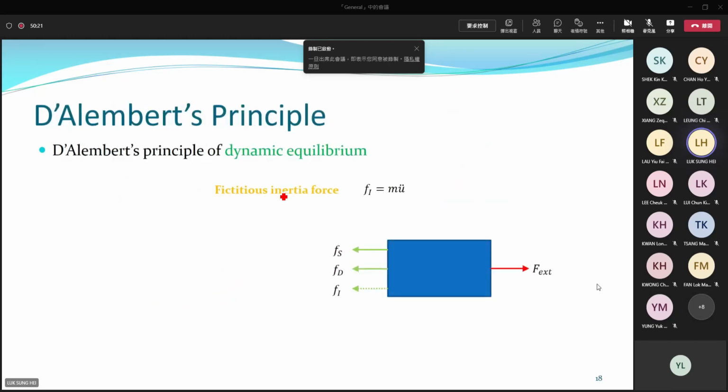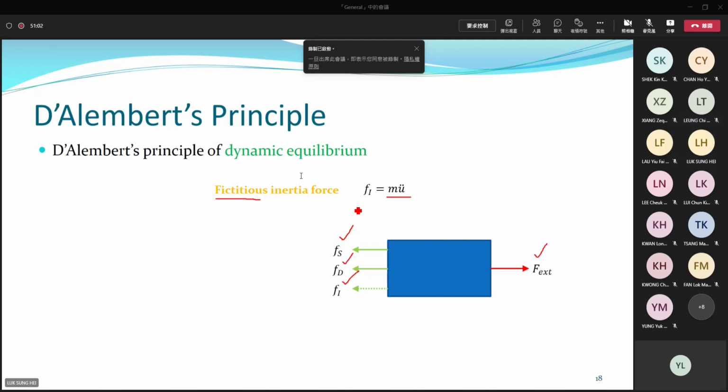And what about this principle? This principle is based on a concept called dynamic equilibrium. According to this principle, he introduced one extra force called the fictitious inertial force. Fictitious means something like a virtual inertial force. It's just like one resistance, just like the stiffness, just like the damping. The mass, the inertial effect, provides one extra resistance, which is mass times acceleration. So graphically, there are three resistant forces against the external force: the stiffness force, the damping force, and the last one is the inertial force.